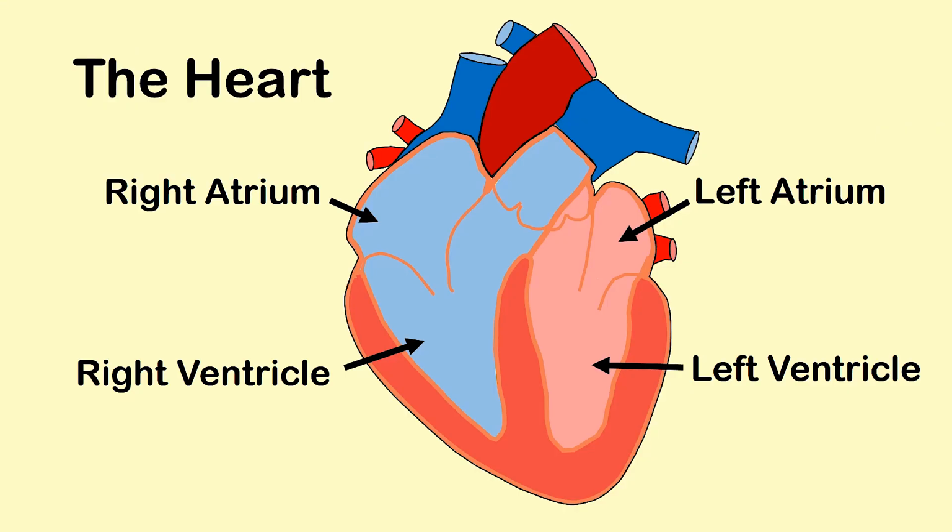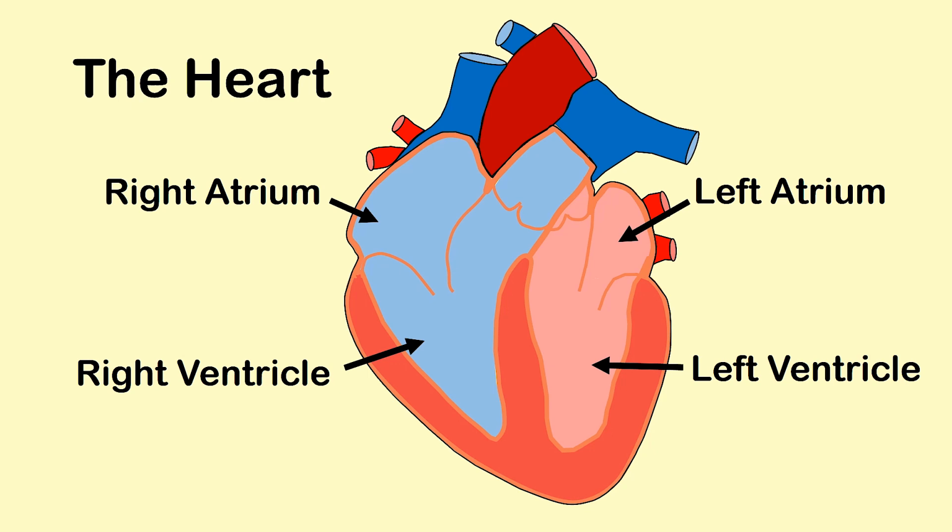We can divide this heart into two sides. On the right, you have the right atrium, which will take blood from the body. It will then pump it into the right ventricle. When it contracts, it will pump blood to the lungs. Returning from the lungs will be blood that enters the left atrium, is pumped into the left ventricle, which will then contract and pump that blood to the rest of the body.